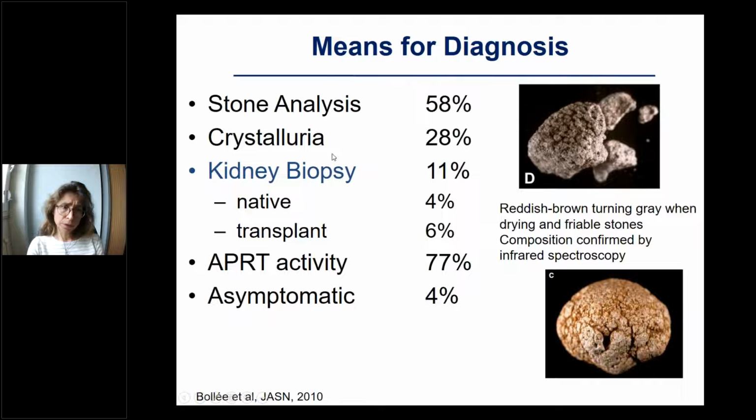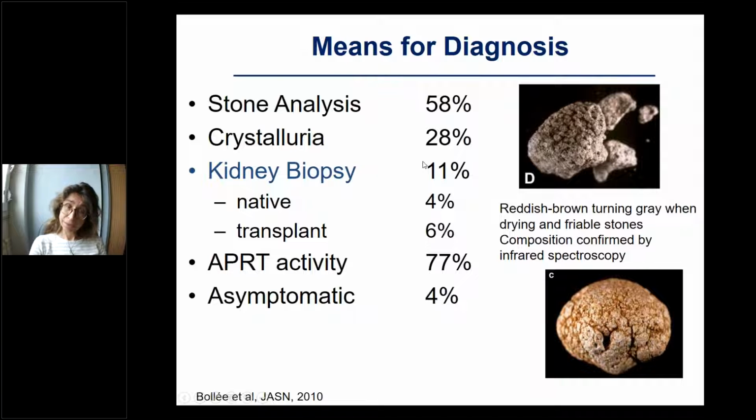So we spoke about crystalluria, which is very useful if available, but you can also perform a stone analysis, which is a very good means to make the diagnosis. In this series, 58% of patients had a stone analysis. And if you analyze the stone, you will have these reddish brown turning gray stones. They can be friable, and the composition will be confirmed by infrared spectroscopy. So if you have a stone, this is a very good possibility for diagnosis.